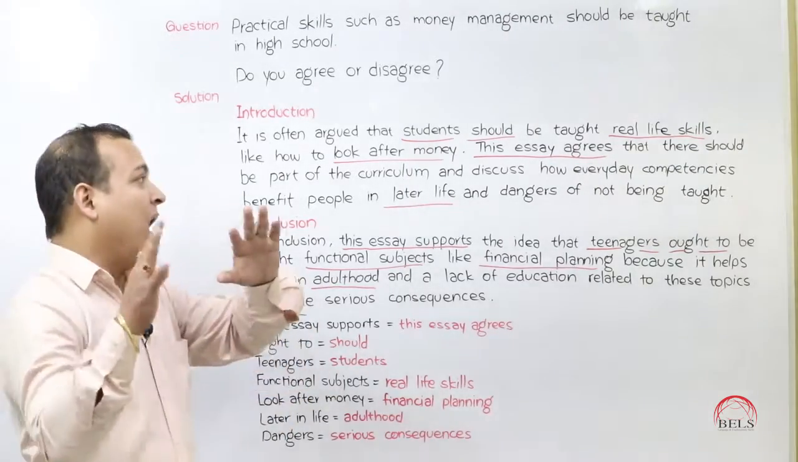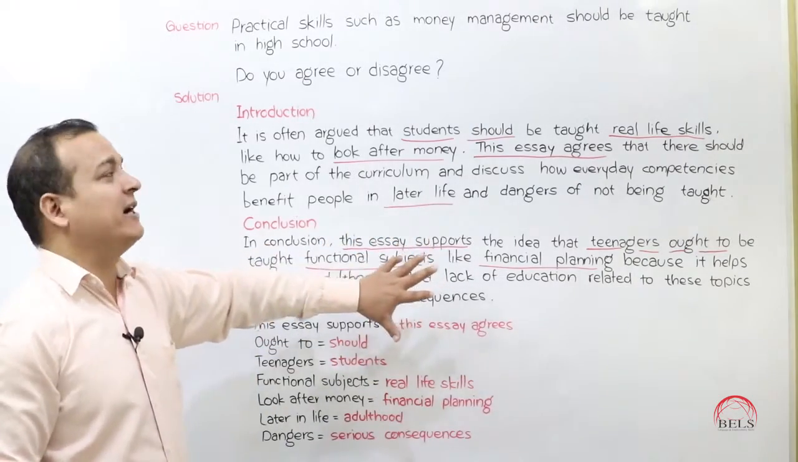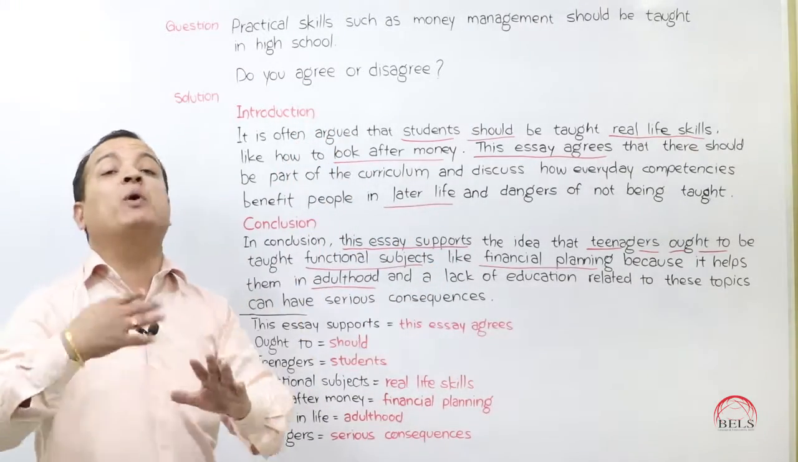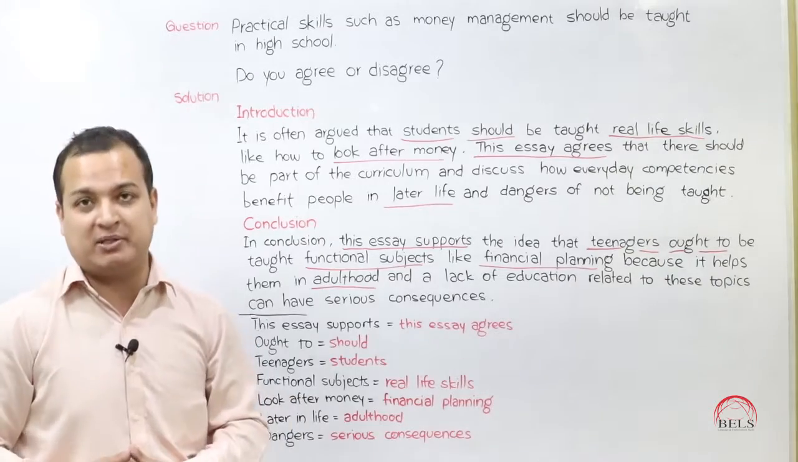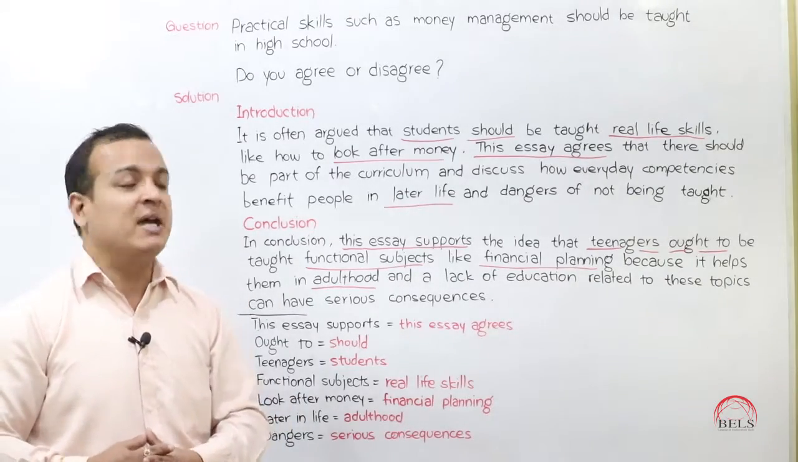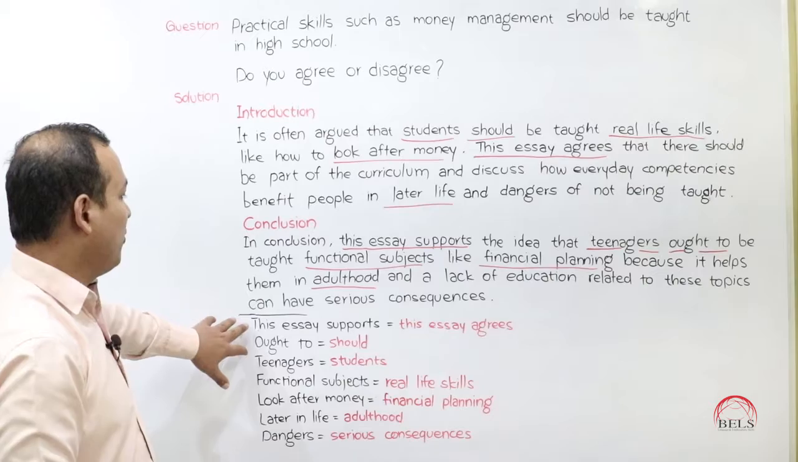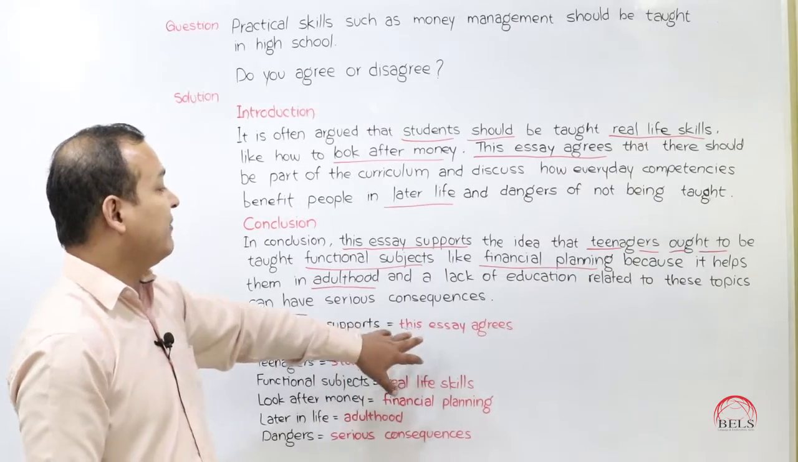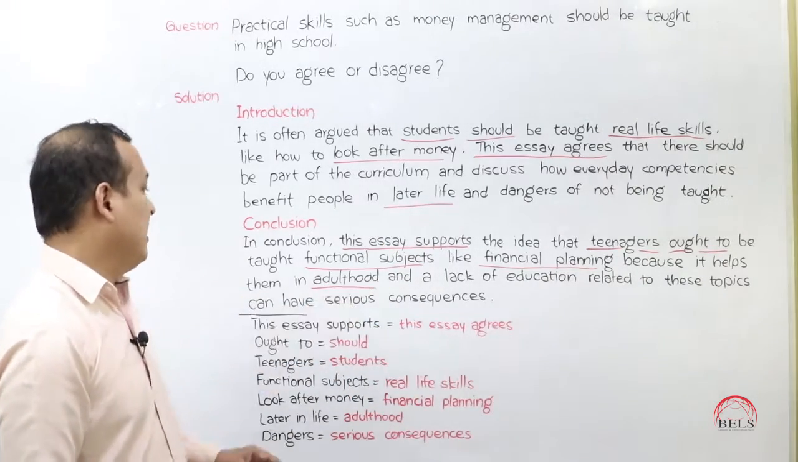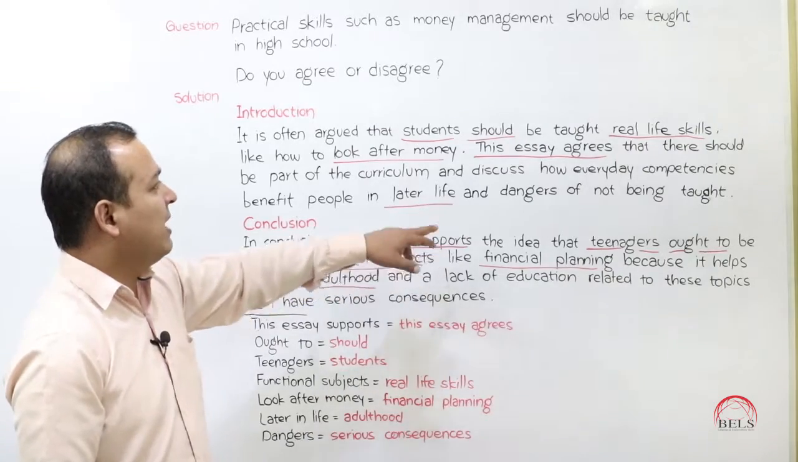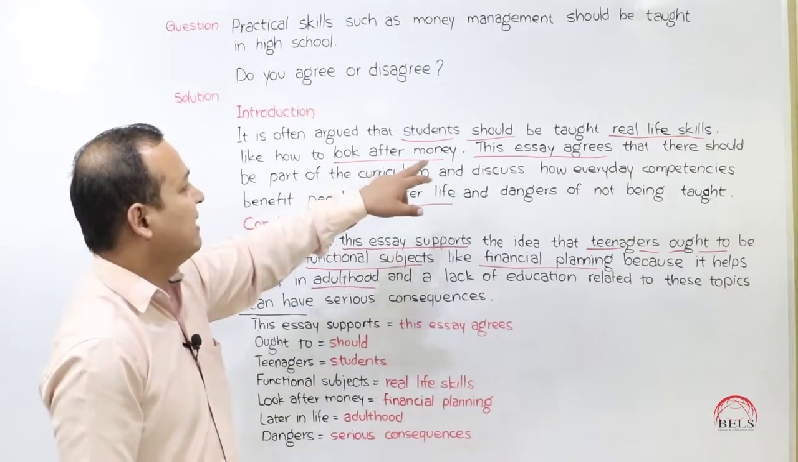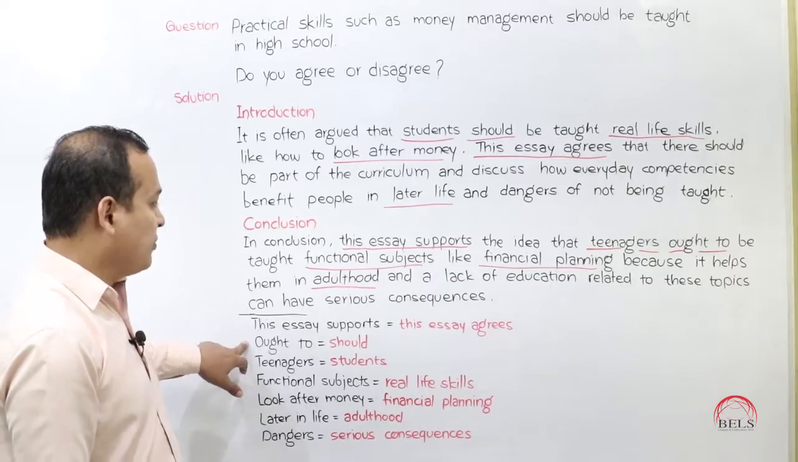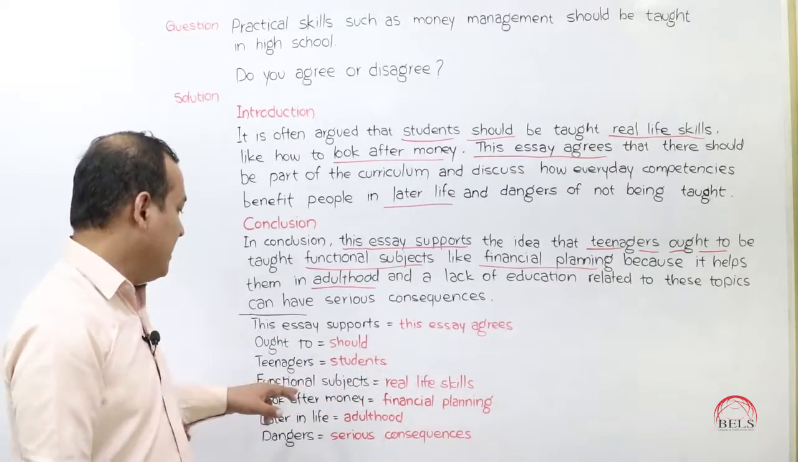So now how I have made this conclusion part, guys, is by using the same words in a different way, that is by the use of synonyms. That is very important, to paraphrase it. So I have paraphrased, you can see the words, this essay supports, I have converted to this essay agrees. Second, ought to, I have converted to should.